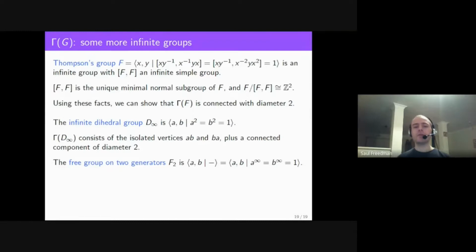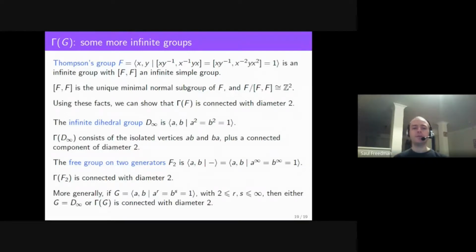Now, the next example is the free group on two generators, which is again generated by two elements A and B with no relations between them, and we can consider A and B as having infinite order. In this case, the graph has diameter 2, and it's connected. To generalize these last two examples, consider the group G generated by two elements A and B with no relation between them, with A having order R and B having order S, where R and S are either infinite or positive integers at least 2. Then either G is the infinite dihedral group, or the graph is connected with diameter 2. Note that this group G is the free product of the cyclic group of order R and the cyclic group of order S. Okay, so that is everything that I wanted to talk about.